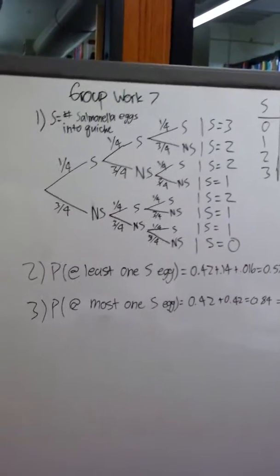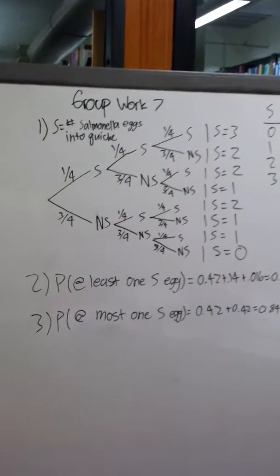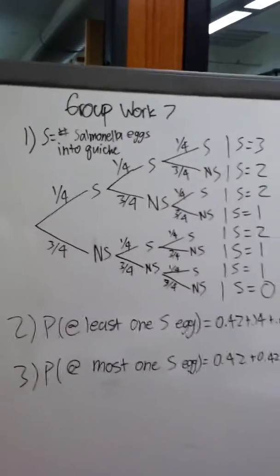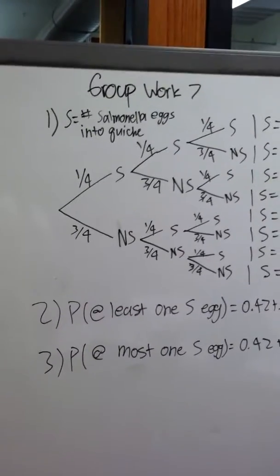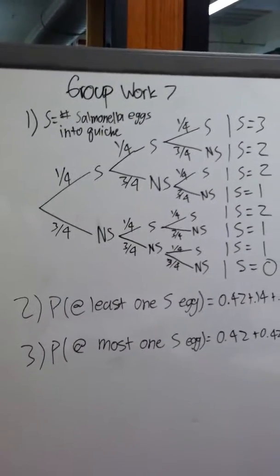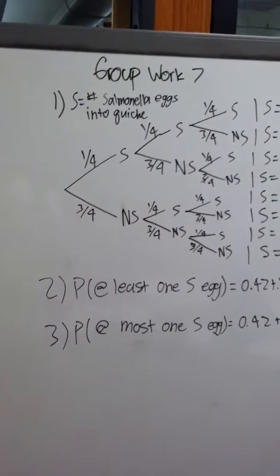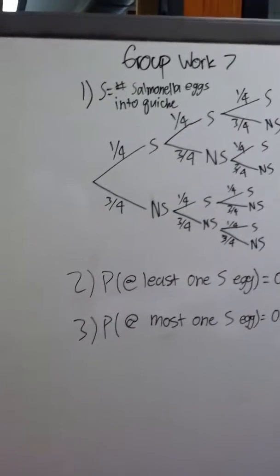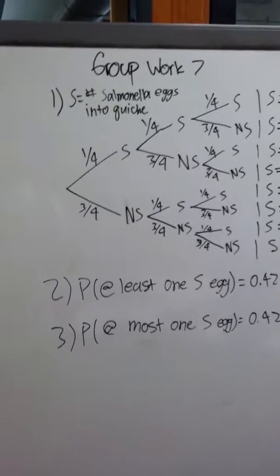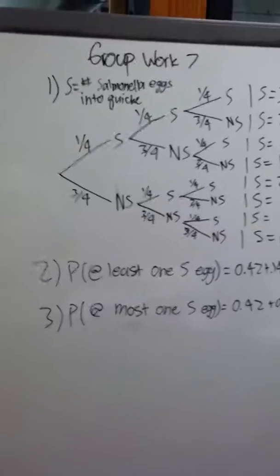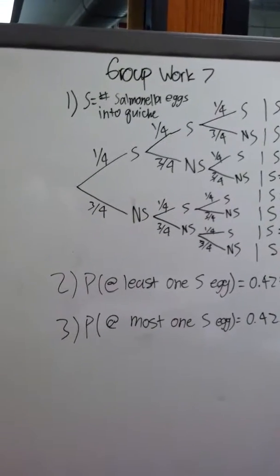In order to find the probability distribution of S, we first need to create a tree diagram. Now in the problem, it states that 1 out of every 4 eggs has salmonella. So we denote that for S, there's one. For the first egg, there is a 1/4 probability that it does have salmonella, and a 3/4 probability that it does not have salmonella. Now we move on.